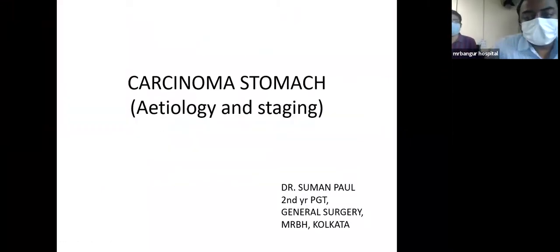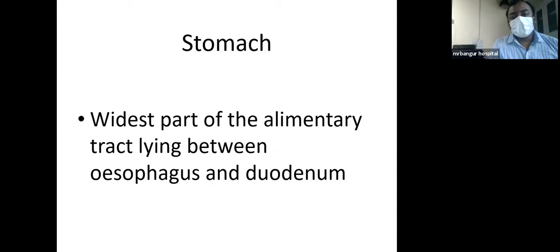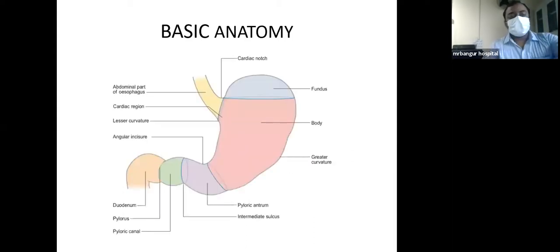Respected teachers and my dear colleagues, a very good morning today. My topic of discussion is carcinoma stomach. My domain will be within the etiology and the staging. Stomach. It is the organ which is the widest part of the alimentary tract lying between the esophagus and the duodenum. Coming first to the basic anatomy and basic introduction towards the organ.